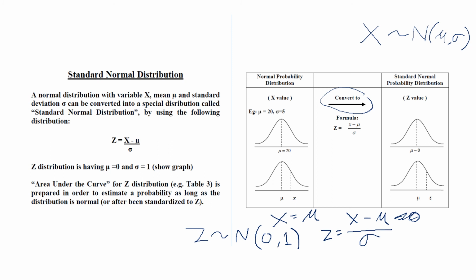This doesn't change the shape of the distribution. Here Z is only normal because X is normal. But if X had a different distribution, then Z would not be normally distributed.